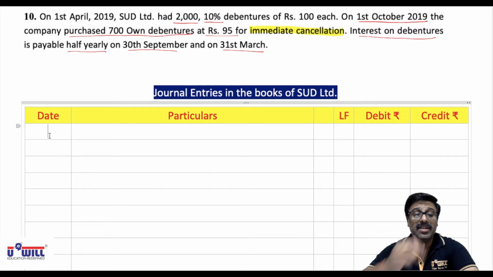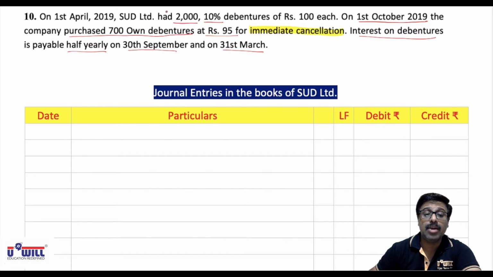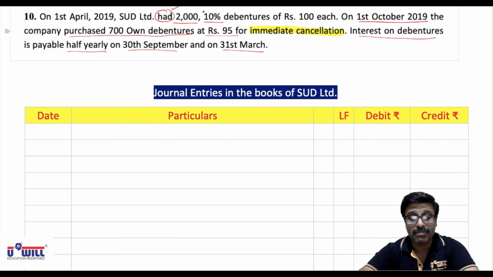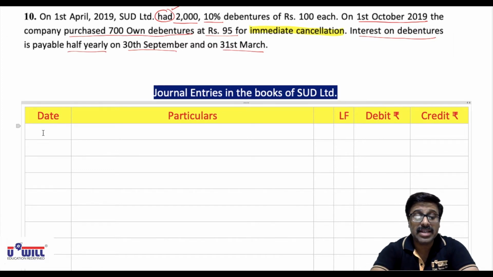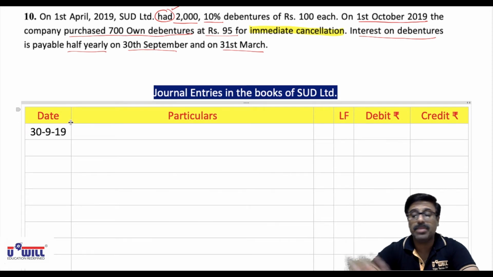I hope all of you have done the format. Now, we don't have to pass the entry for issue of debentures. The company had already issued them in the past and this was the balance of debentures at that point of time. So in this particular year, in chronological order, the very first entry will come on 30th September 2019 for paying the interest.